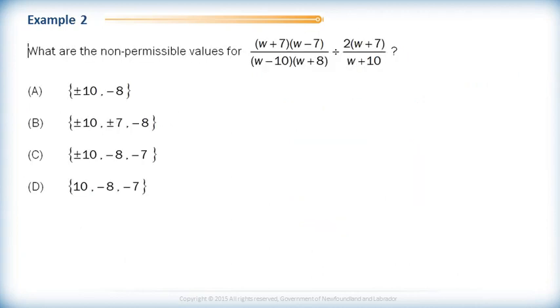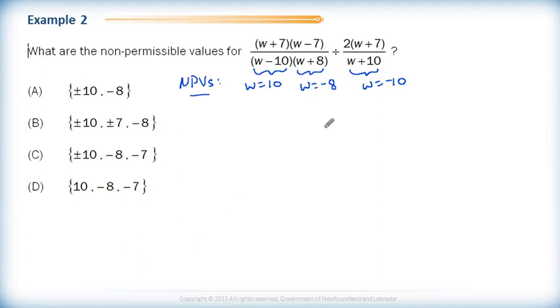This question simply asks us to find the non-permissible values for this division problem. We start by examining the denominators right away. They're already factored for us. So my non-permissible values. From this factor, it would be w equals 10. From this factor here, w equals negative 8. And from this factor here, w equals negative 10. So it looks like 10, negative 8, and negative 10 are the only non-permissible values.